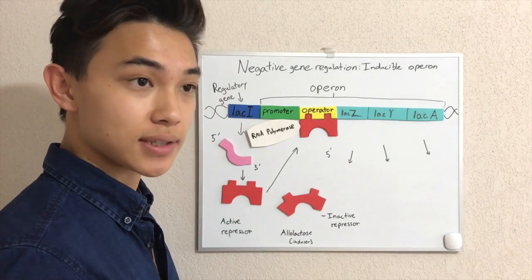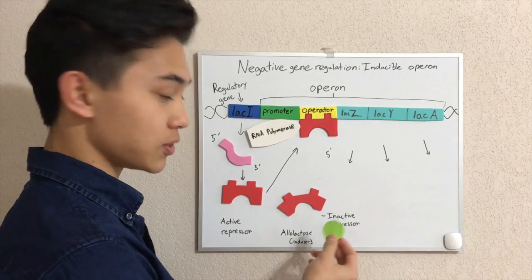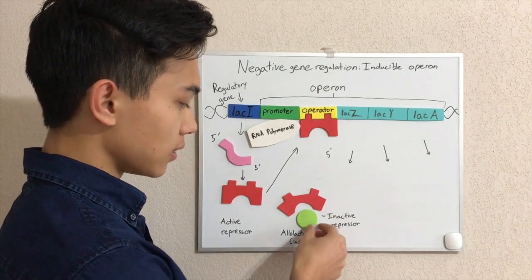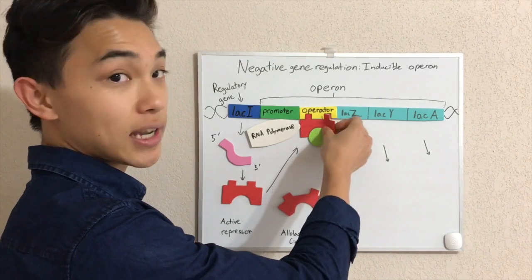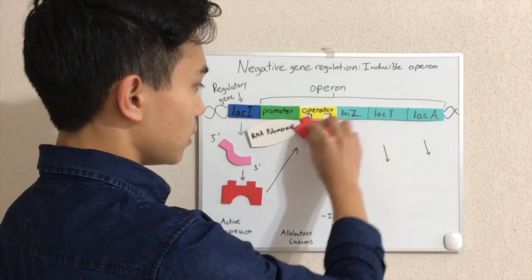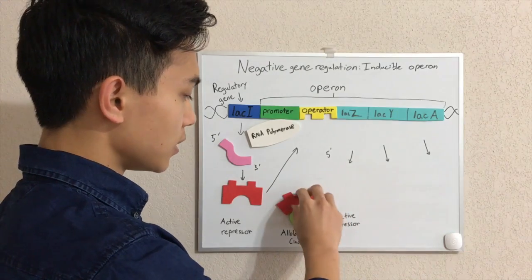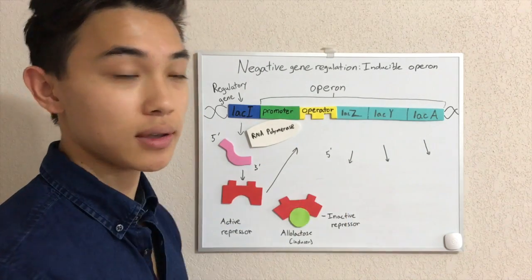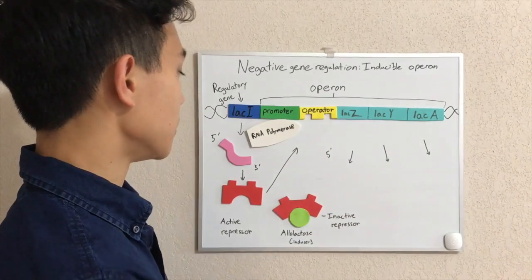When lactose is present, lactose will enter the cell, which is an inducer, and lactose will bind to the active repressor and change the shape of the repressor. These two combined will now become an inactive repressor. So now that the repressor is out of the way of the operon, there's nothing blocking the operon from transcribing.